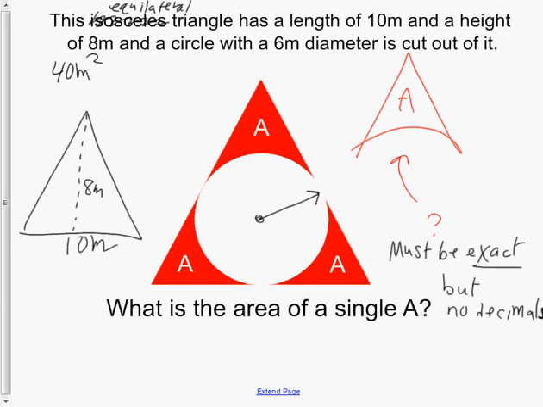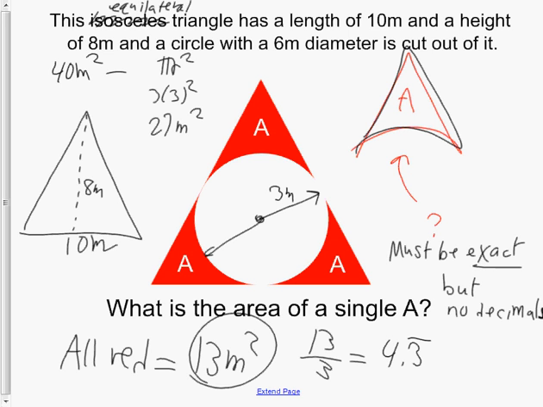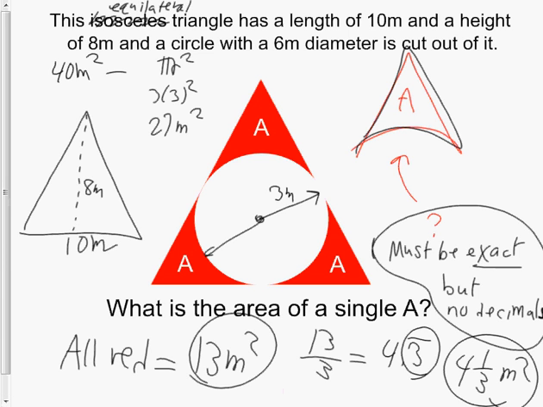This particular one here, did I make a mistake on that? No, it's good. It has a diameter of 6 meters, which makes the radius 3 meters. So I'm going to take away a circle that is pi r squared, or 3 times 3 squared, or 27 meters squared. So when I take the circle away from the triangle, I end up with all red of 13 meters squared. But one of these A's is really a third of that. So if I take 13 and divide it by 3, that makes 4.3 repeating. But the question says it must be exact, but you can't use a decimal. So 4.3 repeating is 4, and the repeating decimal 3 as a fraction is 1/3. So the answer I was looking for is 4 1/3 meters squared.